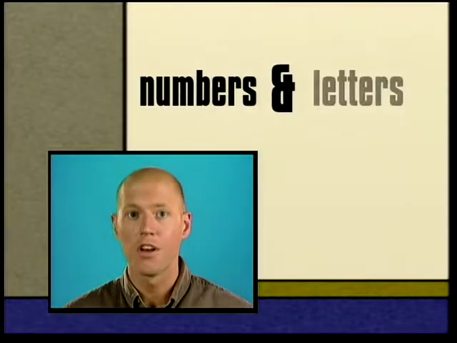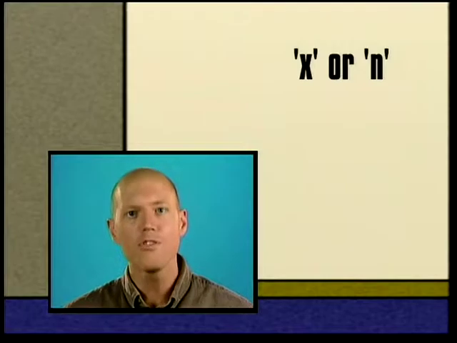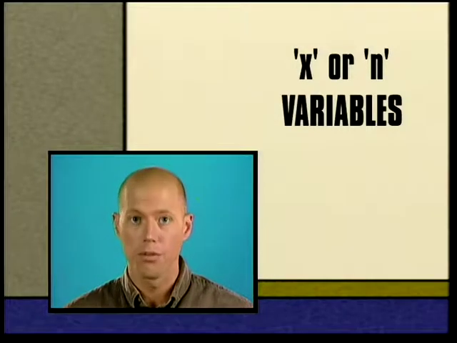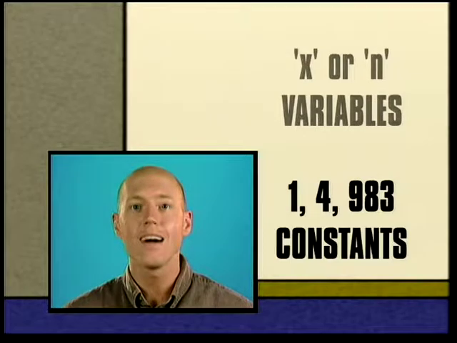The first thing we want to do here is open our cognitive passageways for some words of wisdom that'll help us through the next couple sections. In algebra, it's very common to see numbers and letters together, kind of like peanut butter and jelly. When we see letters like x or n in an equation, they're called variables. When we see regular old plain Jane numbers, they're called constants.